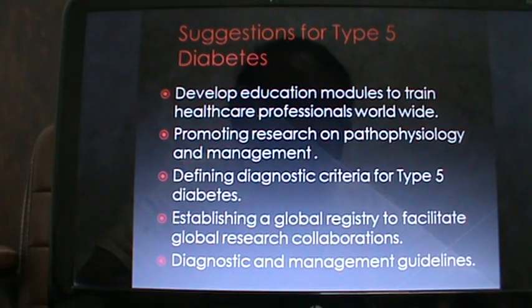What are the suggestions for type 5 diabetes? Develop education modules to train healthcare professionals worldwide. Promoting research on pathophysiology and management. Defining diagnostic criteria for type 5 diabetes. Establishing a global registry to facilitate global research collaborations. Diagnostic and management guidelines. These are some of the suggestions which we are giving for type 5 diabetes.